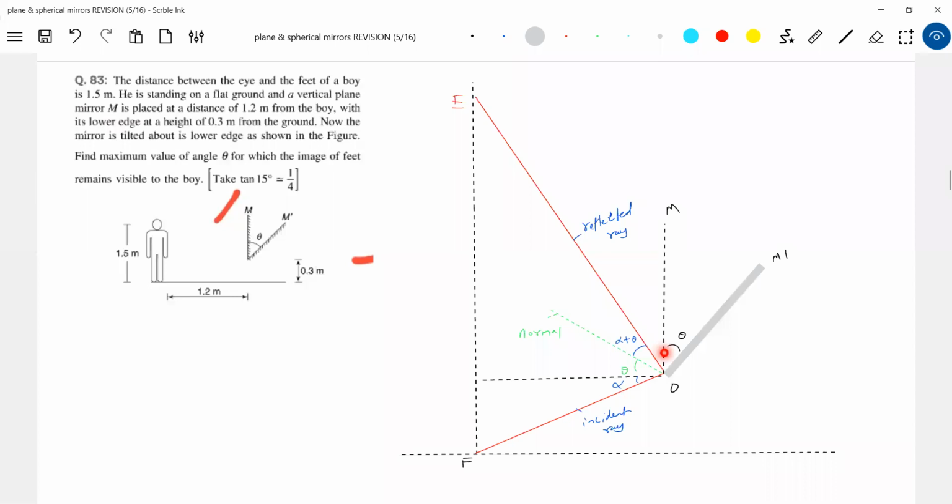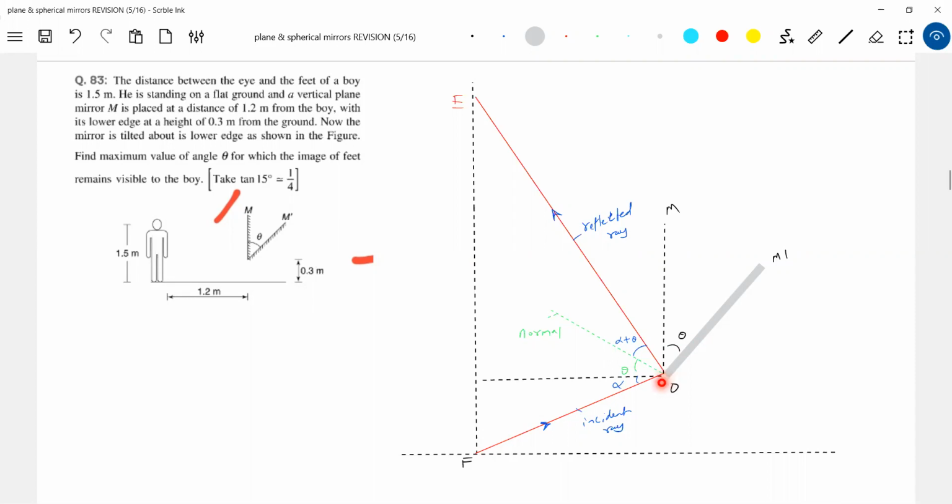If you can understand this much, I think we can proceed with the geometry. What is the concept here now? If you further increase this angle theta, if the mirror comes like this here, the reflected ray will pass above his eyes, above his head, better say. Then he is unable to see his foot. So when the mirror is inclined, the lower edge matters a lot.